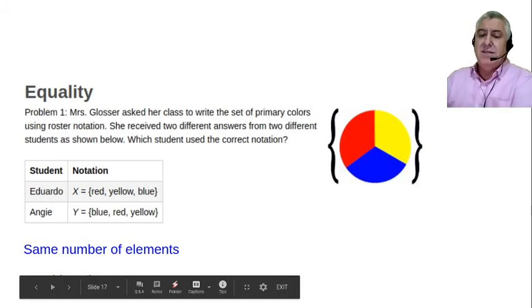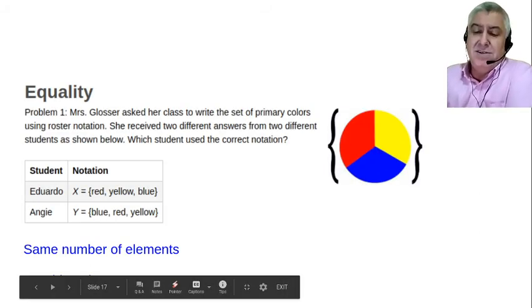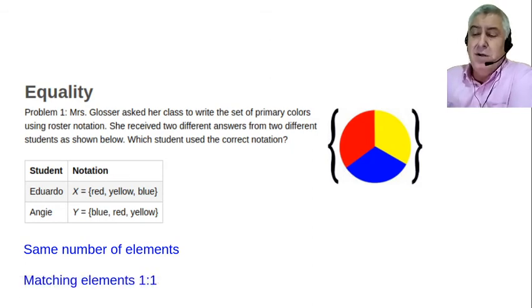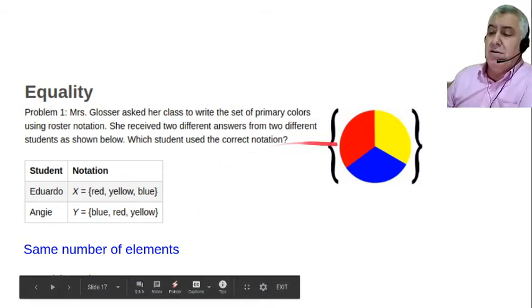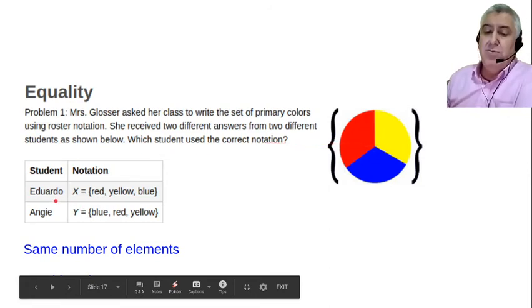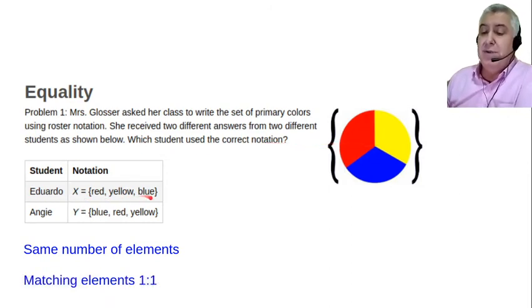All right, so we have one more thing to cover, and that is equality and figuring out whether sets are equal. And I kind of talked about that before. So here we had this question earlier about what the prime colors are, and I have two people who wrote down answers. Eduardo wrote down red, yellow, and blue. I can read. And Angie wrote down blue, red, and yellow. And the question is, who's right? They're both right, of course.